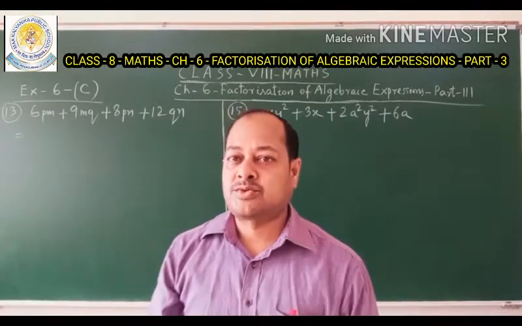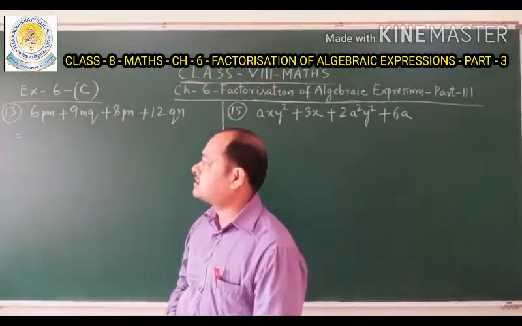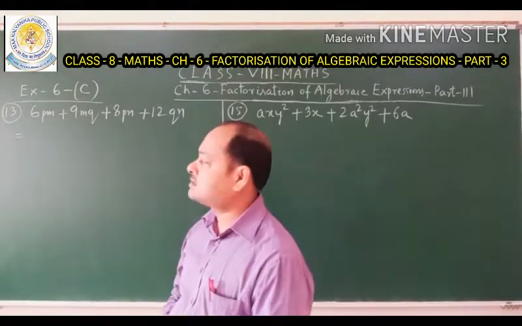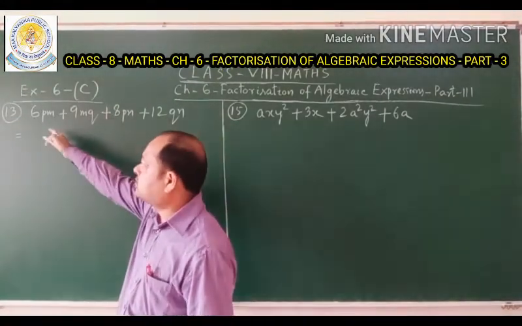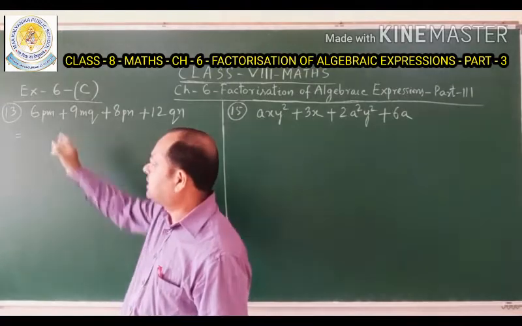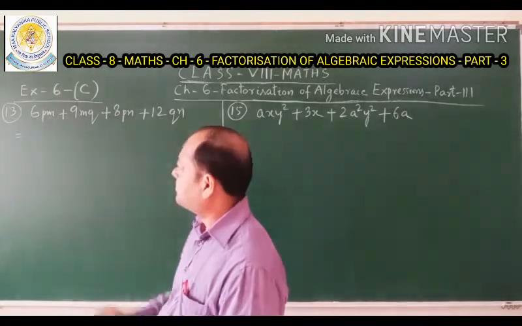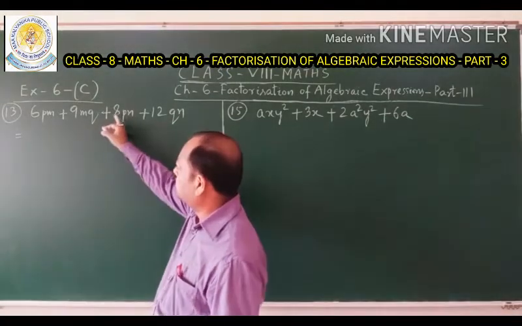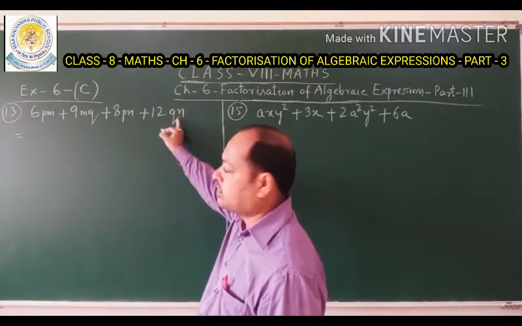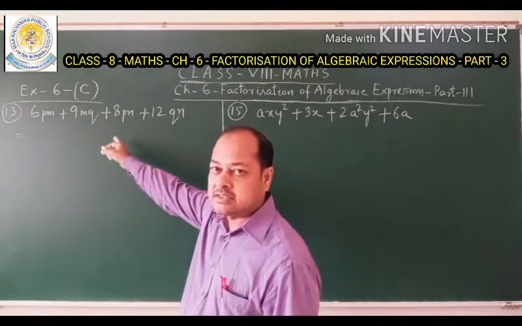Okay. Now students, look at these same exercise 6c questions. From exercise 6c, one question is question number 13. It says 6pn plus 9nq plus 8pn plus 12qn. You have to factorize these terms.